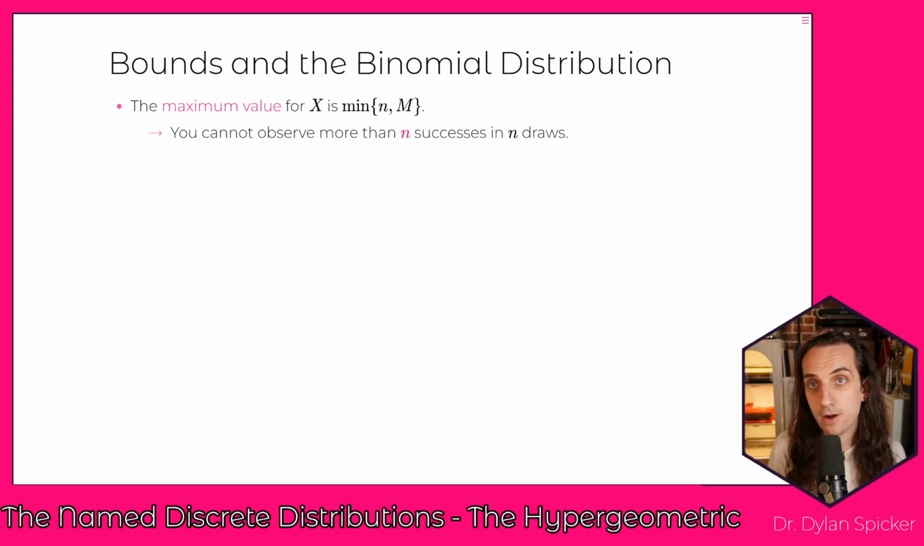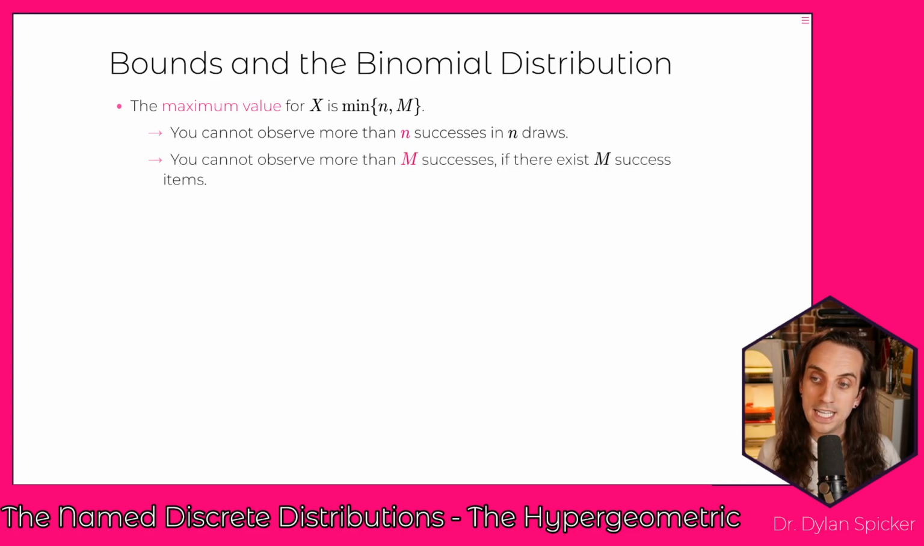Well, we cannot possibly observe more than n successes if we take n draws, right? So if you're taking a sample of size 10, then you can't have more than 10 total items that meet the criteria, right? And so 10 is definitely, in that case, going to be an upper bound. However, if we only have m individuals that meet the criteria, then you can't have more than m items either, right? So if you're taking a sample of size 10, but there are only 5 people in the population that meet the criteria, then your maximum's not 10, your maximum's actually 5, right?